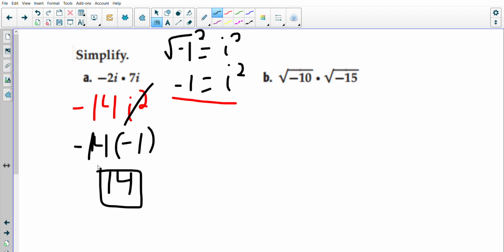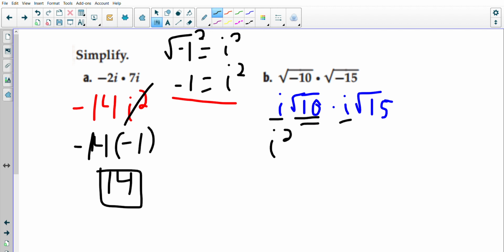Now in this case, part B, we want to take that negative out right away. That negative becomes i, so I get i times the square root of 10 times i times the square root of 15. Now I can combine some things. i times i is just i squared, and the square root of 10 times the square root of 15 is the square root of 150. From there, i squared just becomes negative 1.